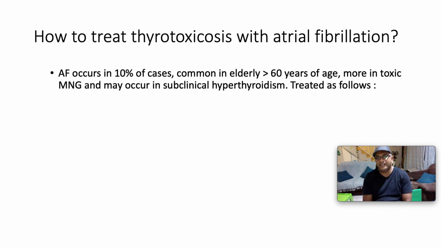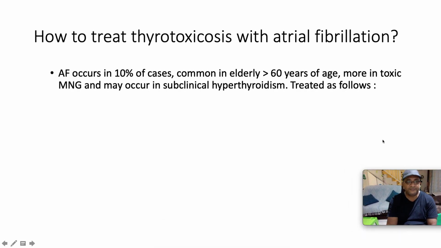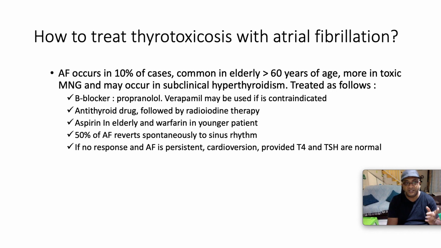How are we going to treat thyrotoxicosis with atrial fibrillation? That's a good question, hey? So AF occurs in 10% of cases, common amongst the elderly above 60 years of age. More in toxic multinodular goiter, may occur in subclinical hyperthyroidism as well. We treat it as follows. So you want to give the patient a beta blocker, right?